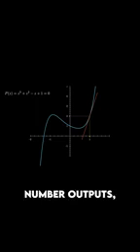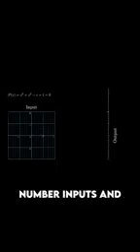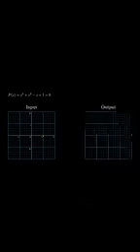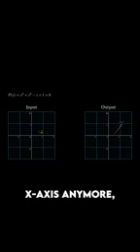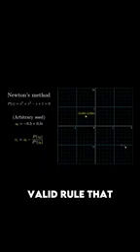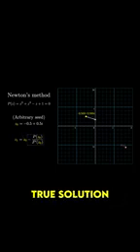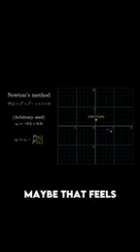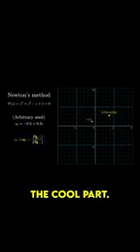For our purposes, instead of considering a function with real number inputs and real number outputs, like we're used to, consider all of the complex number inputs and the corresponding complex number outputs. Now, we can't visualize Newton's method with tangent lines and intersecting the x-axis anymore, but the formula still works. It's still a valid rule that tells you how you can adjust one guess to push it closer to a true solution of the equation. Maybe that feels a bit bizarre. I realize not everyone loves complex numbers the way I do, but here's the cool part.